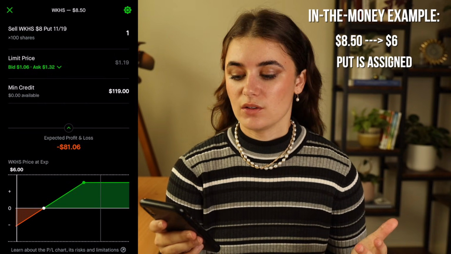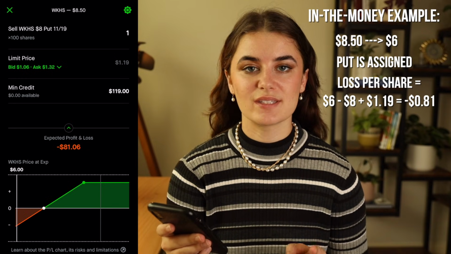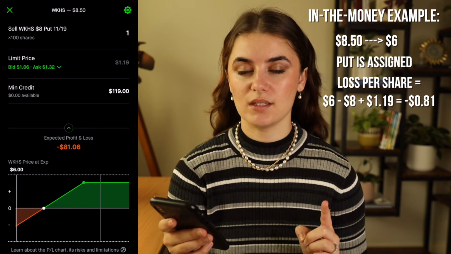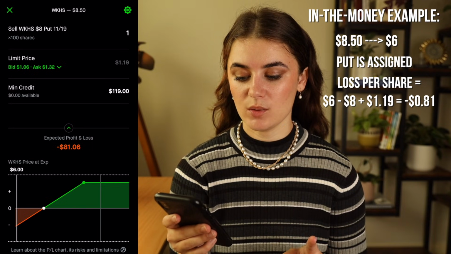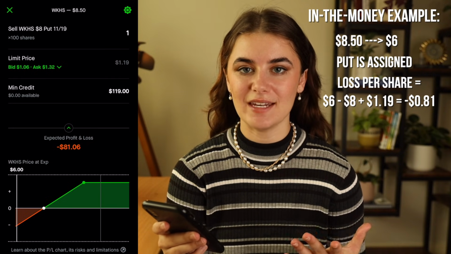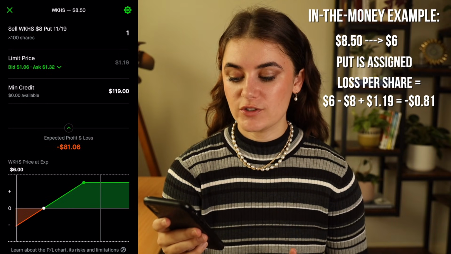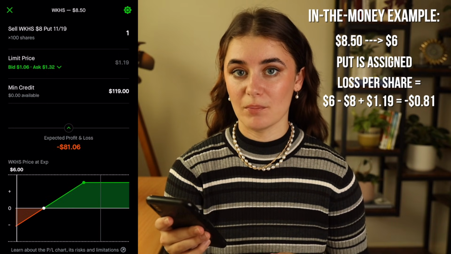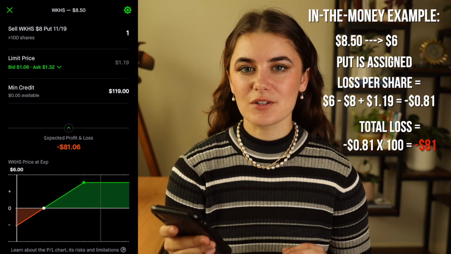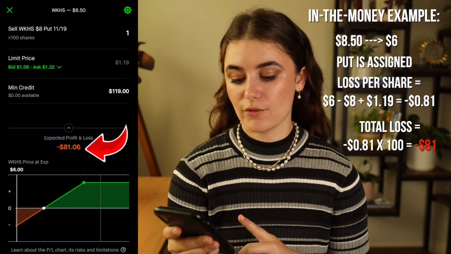To calculate our loss per share, take the price of the stock at the expiration, which is $6, and subtract the $8 strike price, and add the $1.19 premium we received for selling the put option, which altogether equals negative 81 cents per share. And since we sold one contract of 100 shares, we would multiply this number by 100, which equals negative $81. This would be our total loss on this trade, and this is the number you see here on Robinhood's profitability graph.